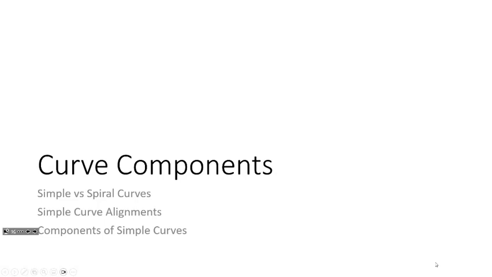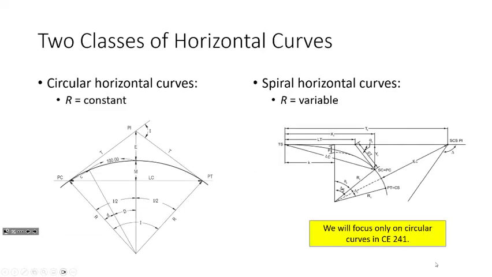Okay, so I want to talk about horizontal curve components. I want to make sure that we're all on the same page with the types of curves that we're focusing on, and that you understand the relevant geometry and the computation of the components that we're about to discuss. Before we get into this, if we're talking about horizontal curves, so only curving in a planimetric fashion, there are really two main classes: circular horizontal curves and spiral horizontal curves. The difference is that in a circular horizontal curve, the radius is constant throughout the entire curve, whereas in a spiral horizontal curve, the radius varies as you go along the curve.